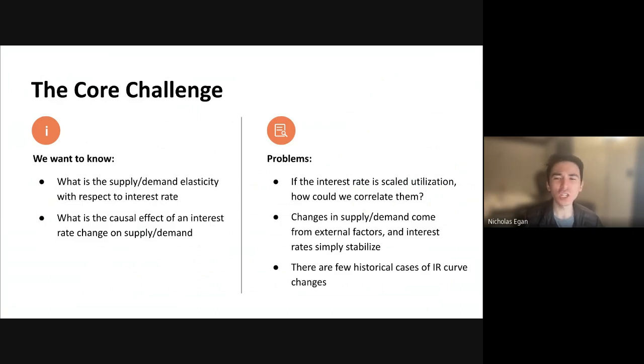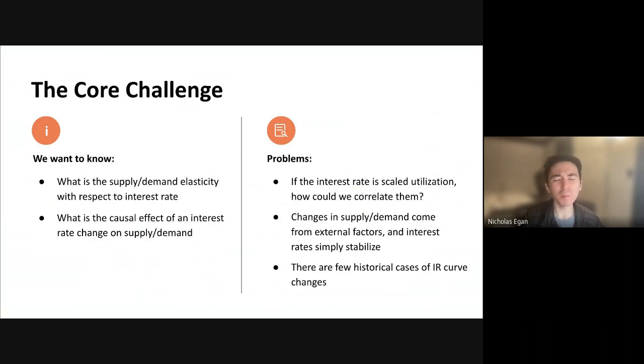Furthermore, the biggest changes in supply and demand that we expect are most likely coming from external factors, such as big swings in price or the emergence of competing protocols, whereas the intention of these interest rate curves is usually to stabilize the utilization rate to some kind of equilibrium.